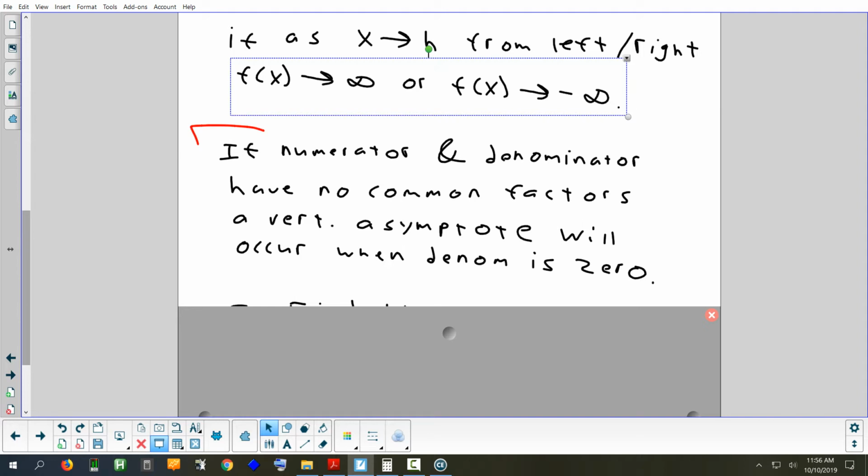Okay, so that's important. Now, if you had a common factor, we've looked at that before, you end up with a small hole in the graph. In general, we're not going to really focus on that, because this chapter focuses more on asymptotes. But if you did have a common factor, that would be a hole, not an asymptote. Okay, and we looked at that when we did continuity.